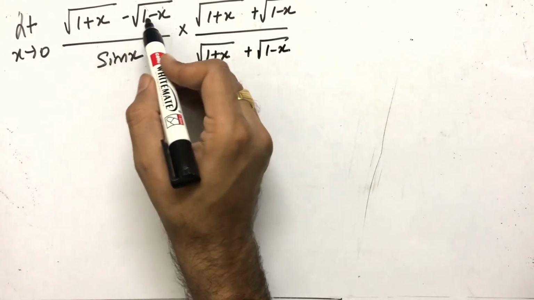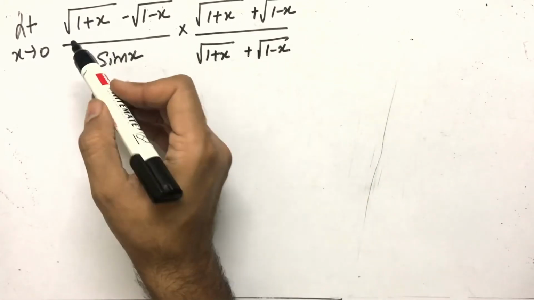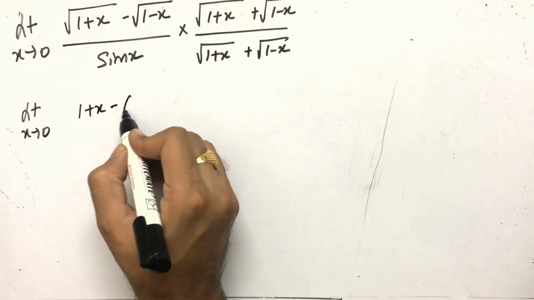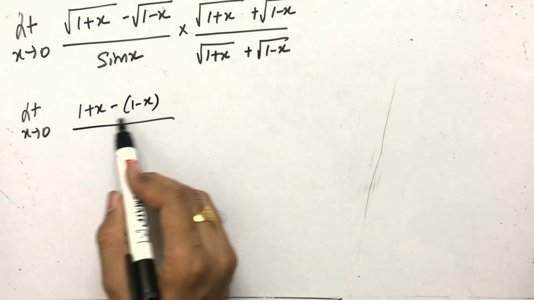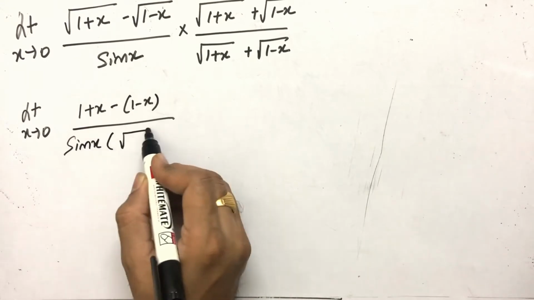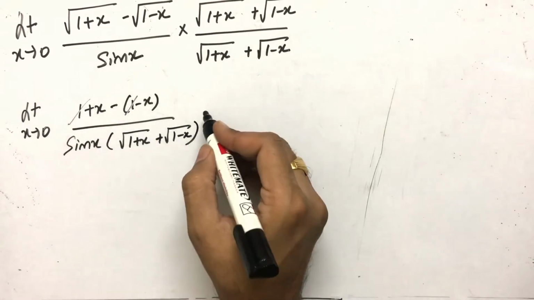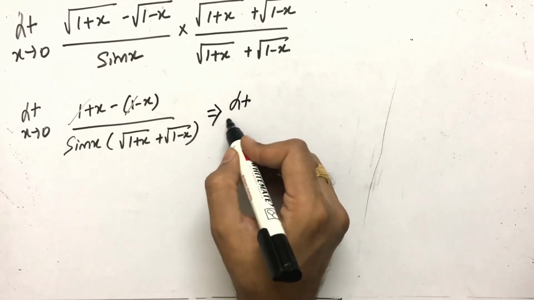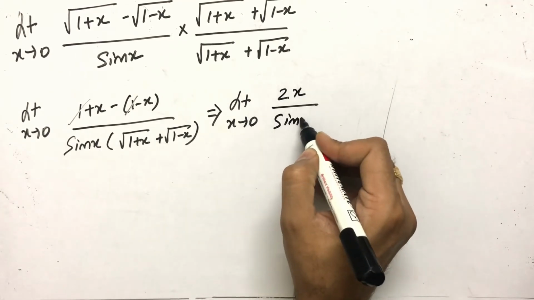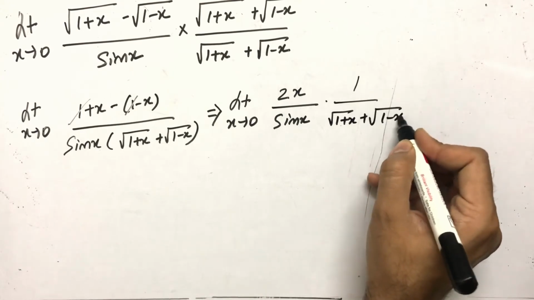So as you see, this is a minus b, a plus b. So it becomes a square minus b square, and with that square root will cancel out. So we are left with 1 plus x minus 1 minus x. I hope you got it, that square root cancels with the square, and in the denominator we have sine x into 1 plus x, 1 minus x, and here 1 will cancel out, and this further is equal to limit x tends to 0, 2x upon sine x into 1 upon 1 plus x, 1 minus x.